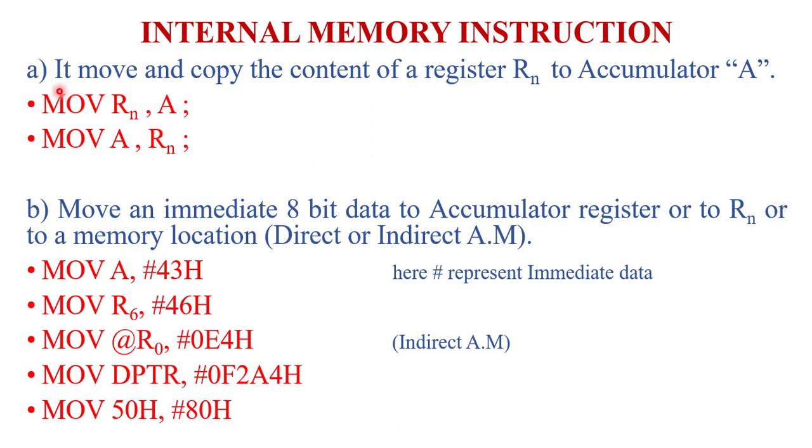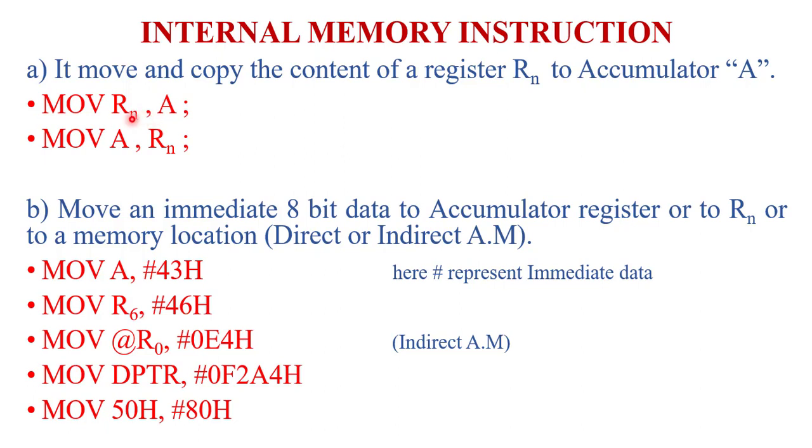So first instruction in this category is, so in this instruction we move or copy the content of Rn register to the accumulator register, where Rn is the 8-bit register of a selected register bank, that is R0 to R7 register. Accumulator is also an 8-bit register. So the instruction is MOV Rn, A. This instruction tells that move or copy the content of accumulator register into the Rn register. Rn is any one of the register from R0 to R7 register of a selected register bank.